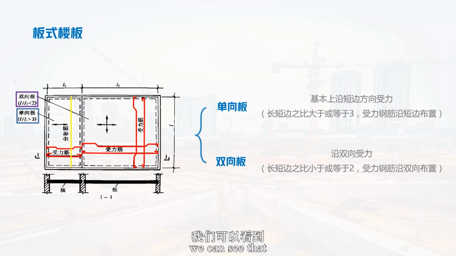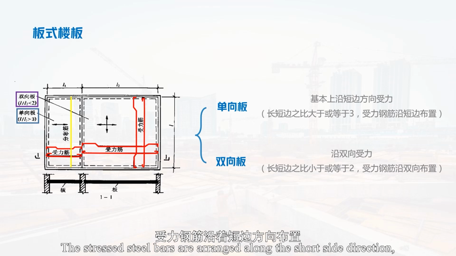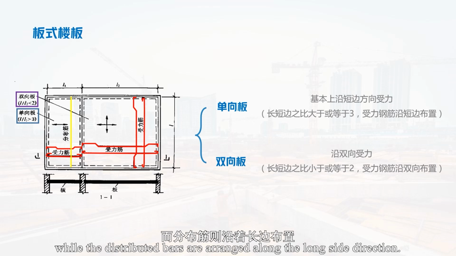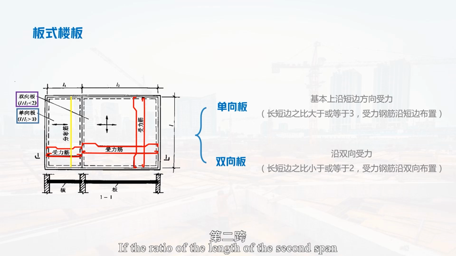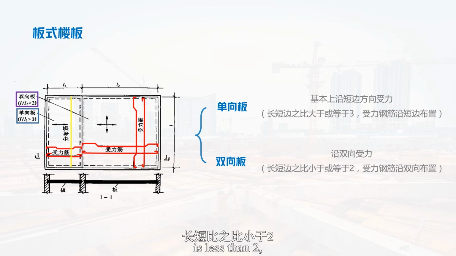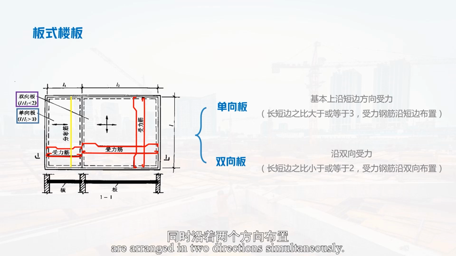From the graph, we can see that the ratio of the long to short sides of the left span is greater than 3, so it is calculated as a one-way slab. The stress steel bars are arranged along the short side direction, while the distributed bars are arranged along the long side direction. If the ratio of the second span is less than 2, it shall be calculated as a two-way slab. The stress steel bars are arranged in two directions simultaneously.